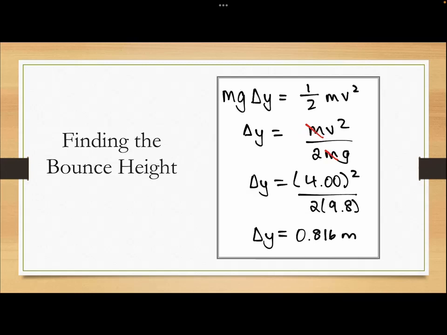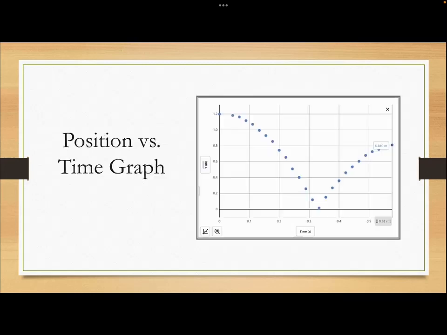Through solving for Δy, we were able to cancel out the mass and get the equation v² over 2g. And when we plugged in our velocity of 4 and plugged in the gravity of 9.8, we got that the Δy was equal to 0.816 meters. After that, we did a position versus time graph, and as you can tell, we marked the point of the final bounce height, which is at the end of the graph, which turns out to be 0.810 meters.